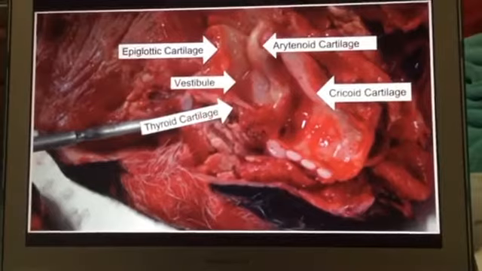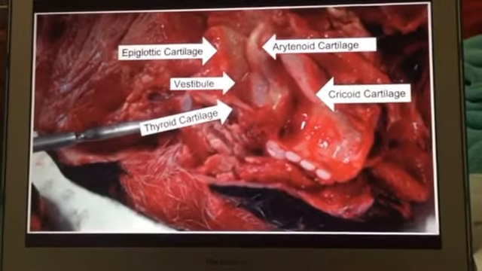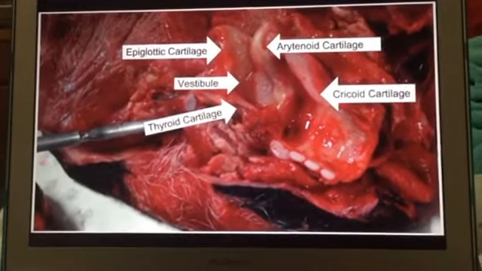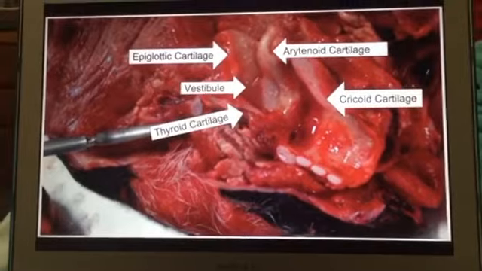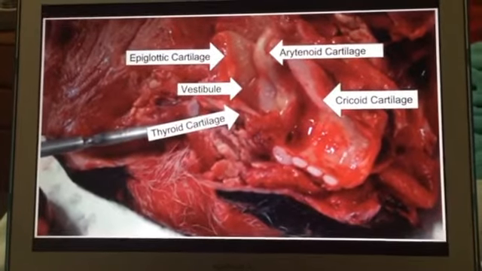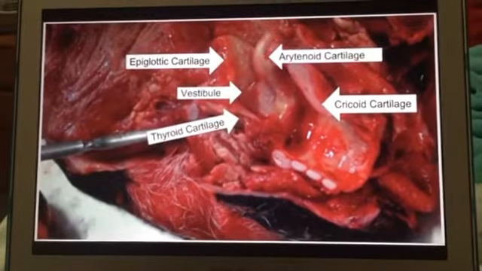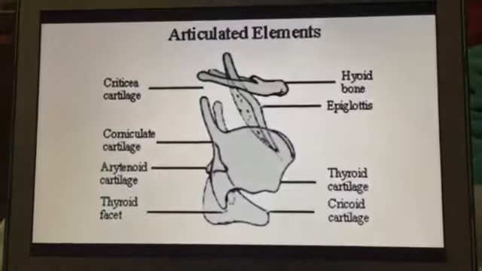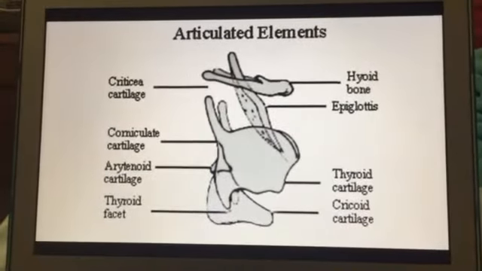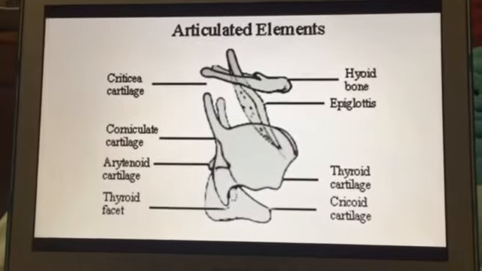Lying next to it is the thyroid cartilage, which resembles a taco shell. It consists of two parallel plates called laminae. The laminae articulate with the other cartilages. Next is the cricoid cartilage, which attaches to the arytenoid cartilages. The arytenoid cartilages have a vocal process that attaches to the vocal cords.